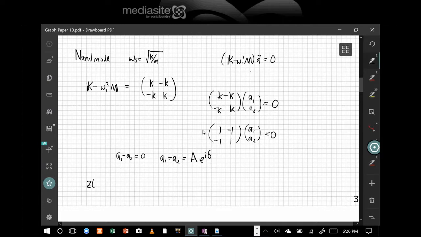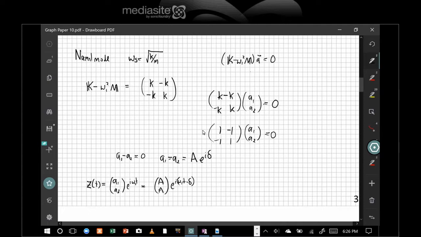Z of t is equal to A1, A2 e to the i omega 1 t. Again, we're assuming simple harmonic motion. That's going to be equal to A e to the i omega 1 t. Now you may say, well, what about that delta and what about the A? Well, that depends on my initial conditions. Again, I'm solving a second order differential equation. My two unknowns are A and delta.